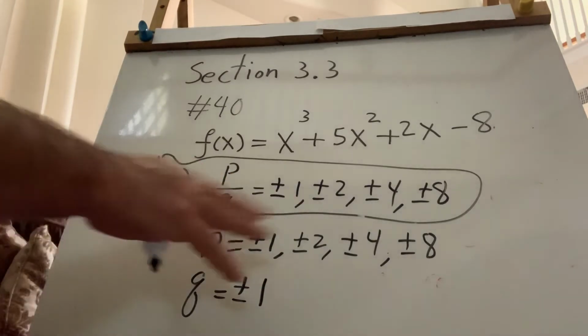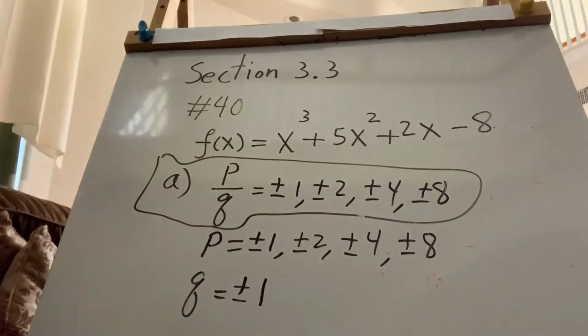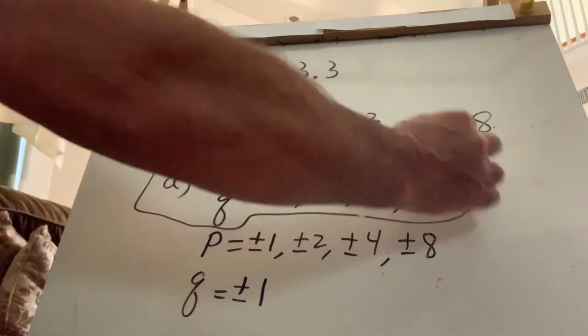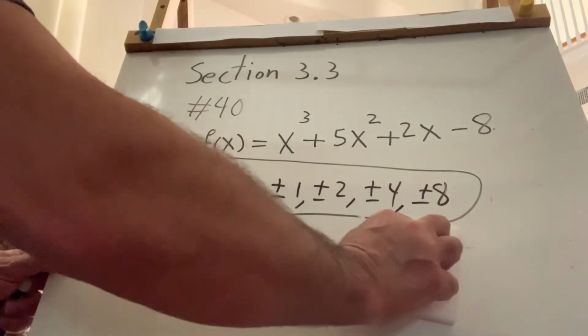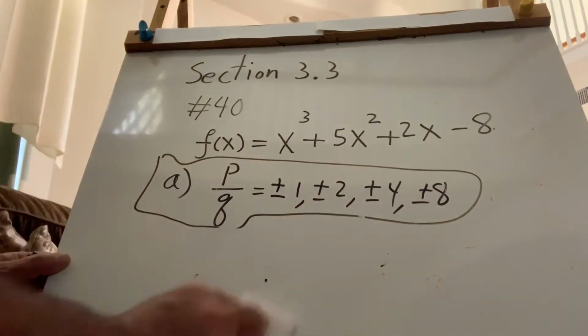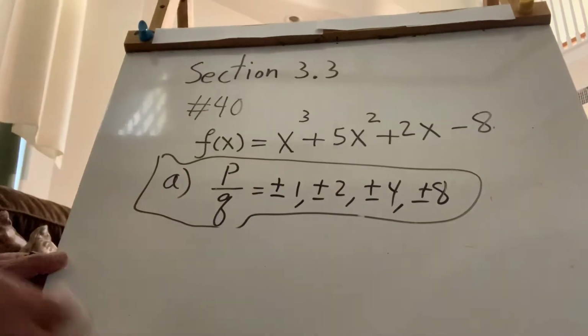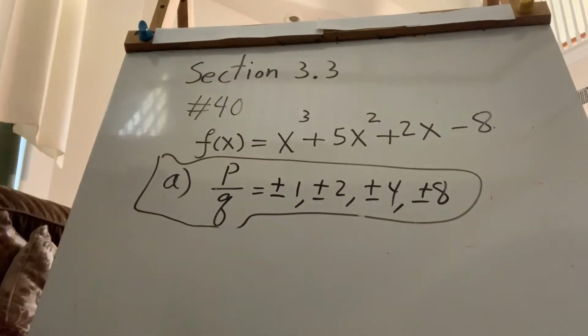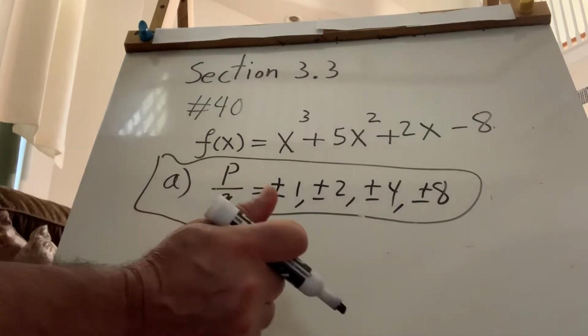So I'm going to go ahead and erase right here, so that I can have some room to start answering part B. So now we have the possibilities. These are what we call the possible rational zeros. So let me take this off. Okay, so now part B says, let me read the question, it says to actually find all the rational zeros. So now we want to actually find all the rational zeros.